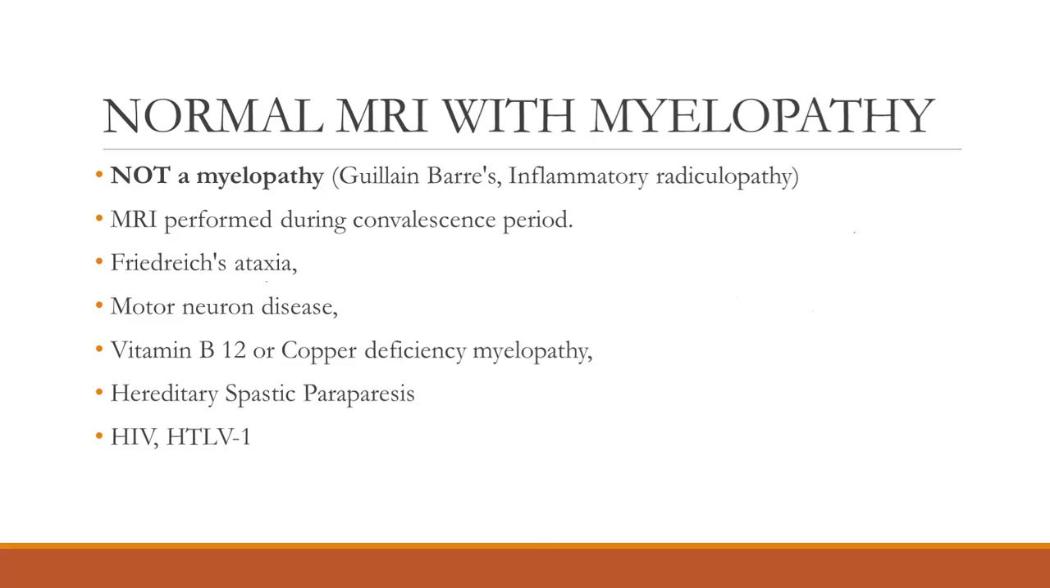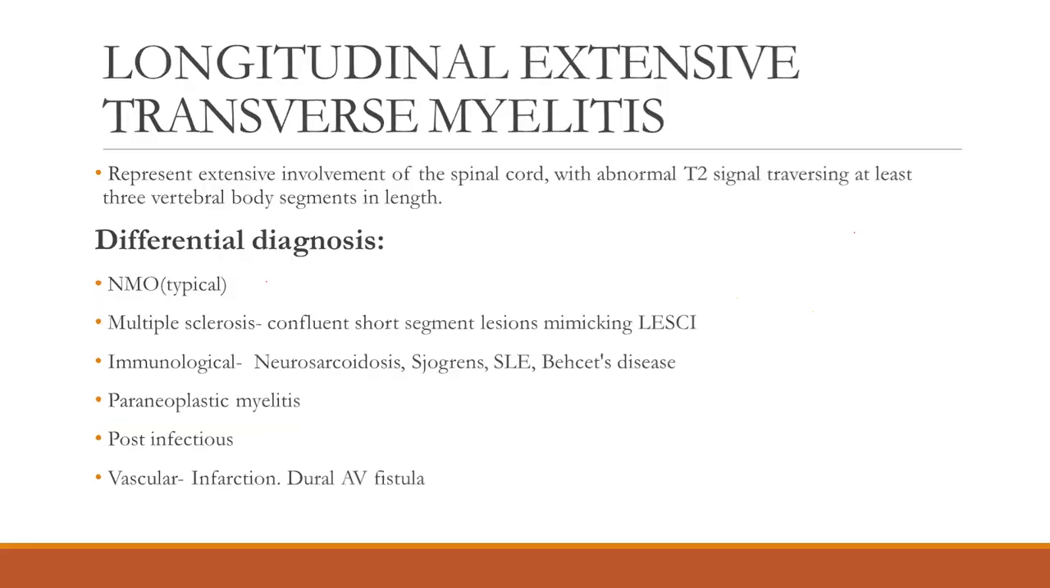In cases of Friedreich's ataxia, in cases of motor neuron disease where you have both UMN and LMN features, vitamin B12 and copper deficiency myelopathies early on may not be seen on MRI, and hereditary spastic paraparesis and HIV, HTLV-1 may not initially be seen on MRI.